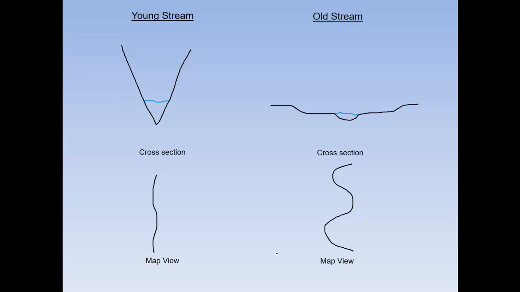And of course, in a side view, a cross-sectional view, we would be able to look at some of the features and determine whether it's a young or old stream. So hopefully we can do that in the future here.